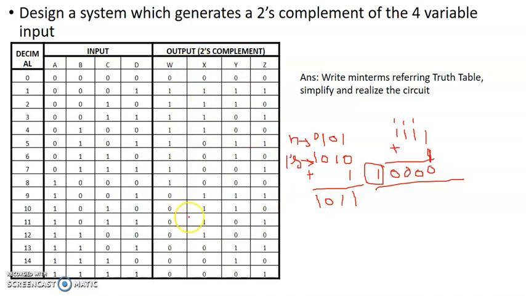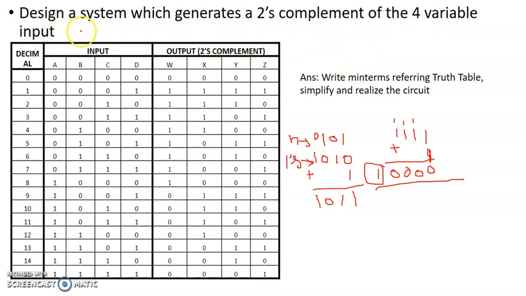Once you complete the 2's complement, similarly to how we discussed in the previous videos, do the summation terms. Scan through each of these, and wherever it is 1, write that equivalent min term. For example, for W, it is summation M of 1, 2, 3, 4, 5, 6, 7, 8. These are the min terms. Similarly, write it for X, Y and Z. Simplify the problem using K-map and realize the circuit.